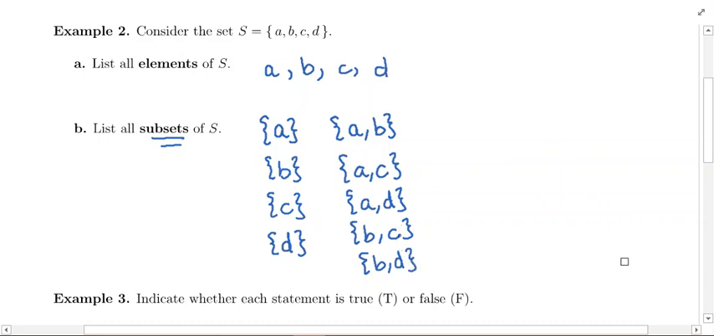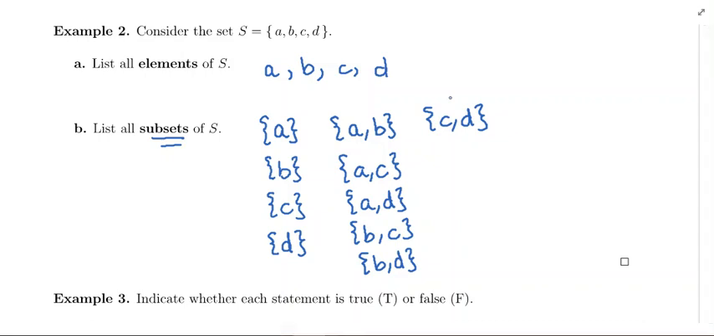Then let's pair C with everybody. C has been paired with A right here, and C has been paired with B right here. So now we need to pair C with D. That's another subset. And I think D has been paired with everybody. We have AD, BD, and CD. So those are all the different combinations of 2 objects in the set. Each one of these is a subset.